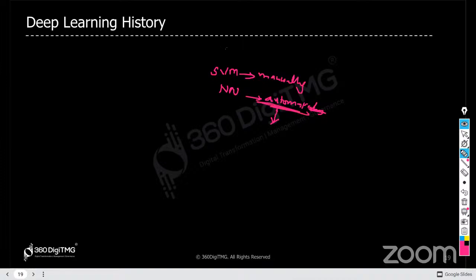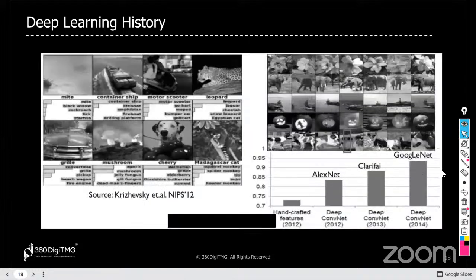Back in 2012, the normal algorithms were giving like 70 to 75% accuracy. You can see it here.